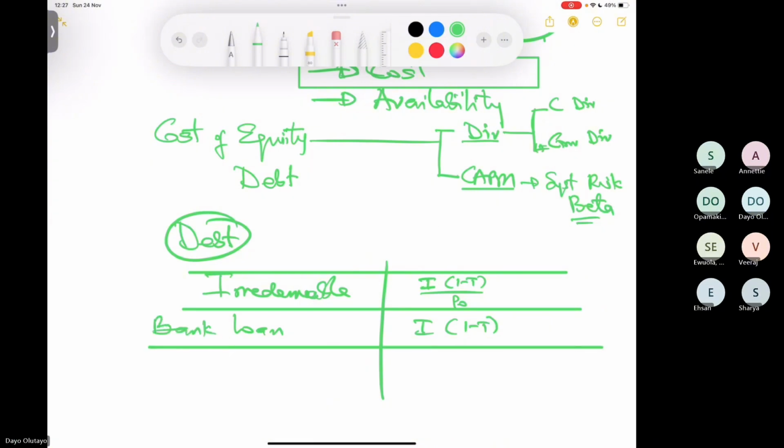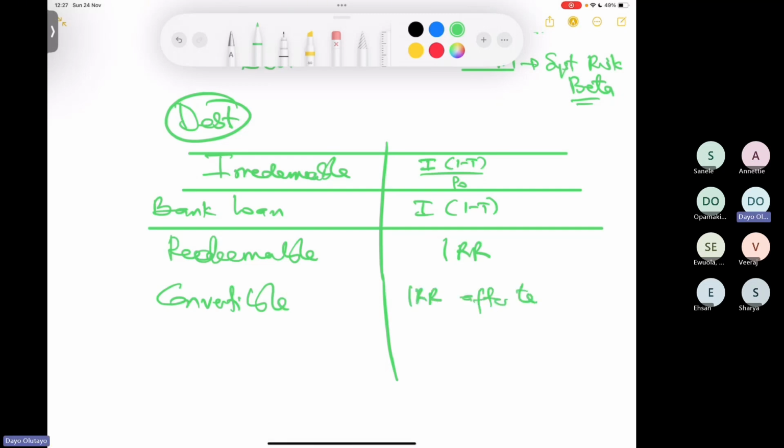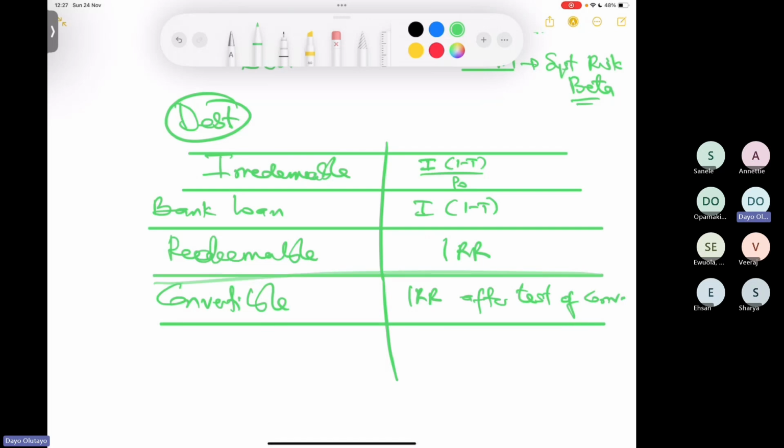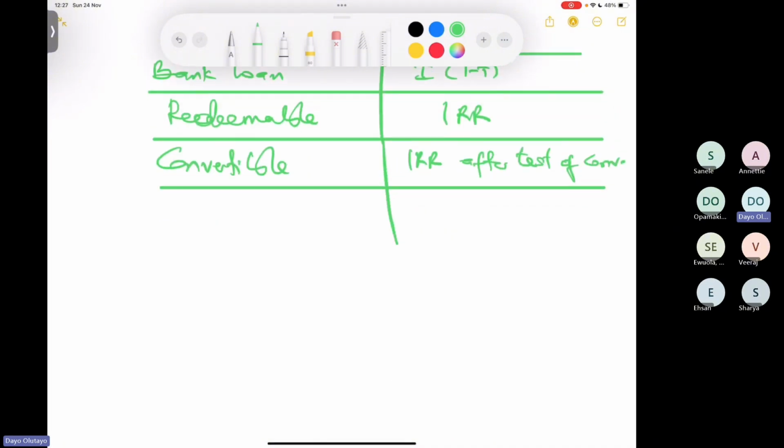And if it is redeemable debt, then you have to calculate IRR. If it's a convertible, it's still IRR. However, after that you must always do a test of conversion. Very important. And this is what we'll be putting into use when we're doing calculation. Extremely important to know. The type of debt determines how you will calculate the cost of capital.